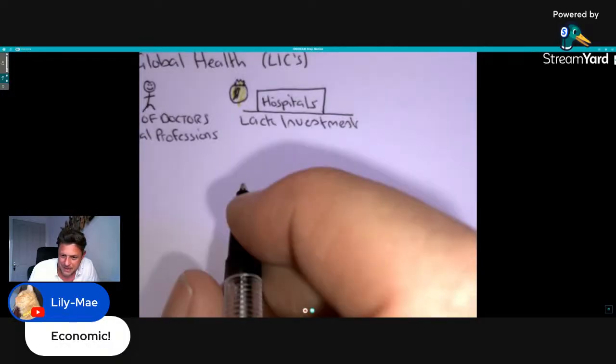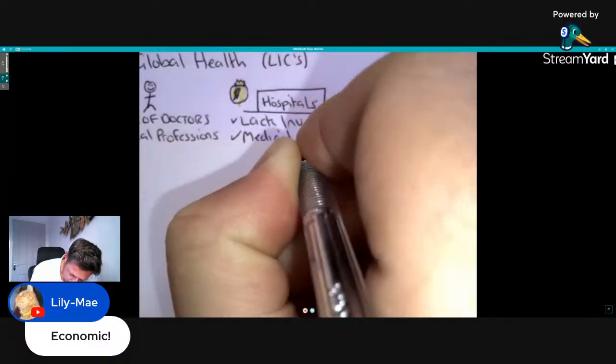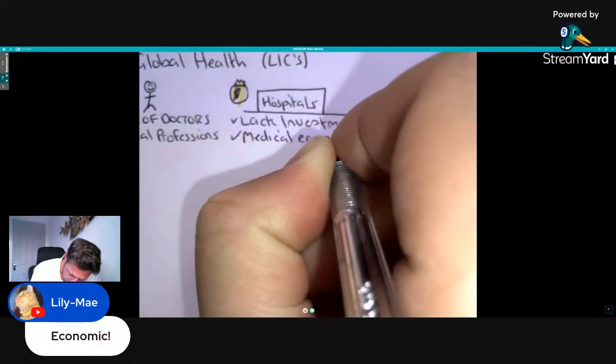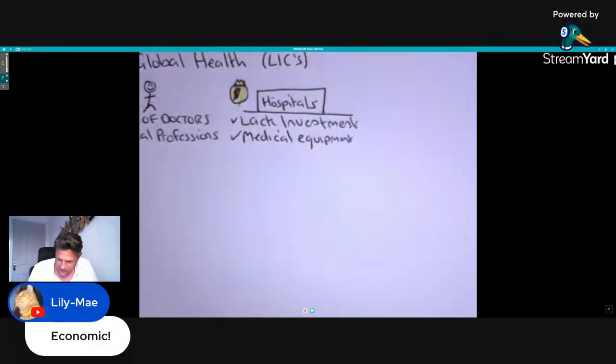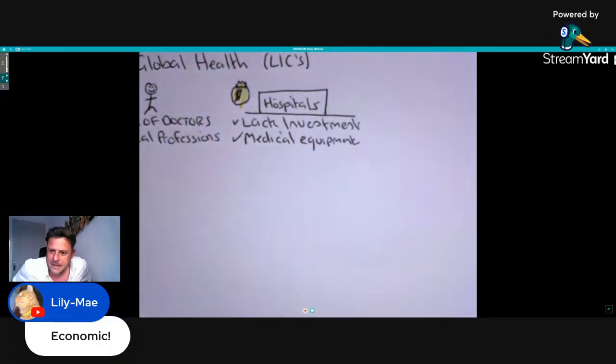Anyway, lack of investment, and they've got lack of medical equipment. So less life-saving surgery can be done because they haven't got the equipment there. And also a lot of these poor countries haven't got the funding for vaccination programs.